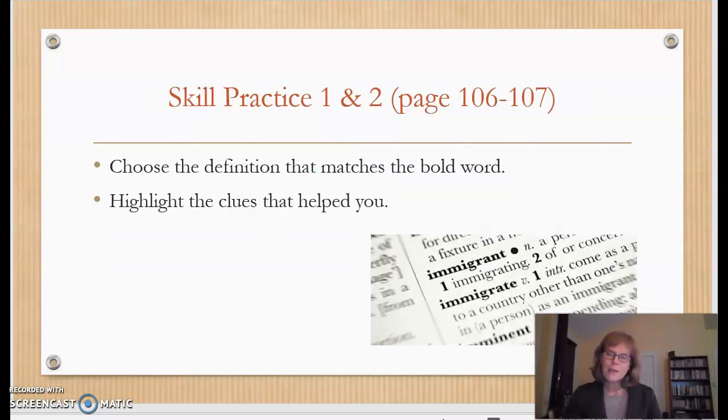So practice 1 and practice 2 on page 106, page 107. They give you some good examples where you have to choose the definition. Is it A or is it B? And I want to know what are the clues that are helping you. So as you do this, I want you to circle the answer and highlight the clues that are helping you.